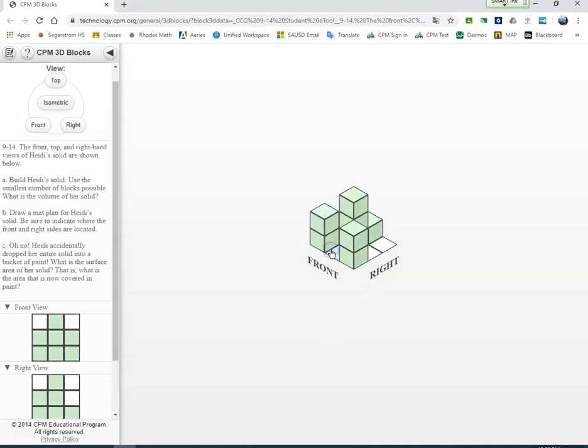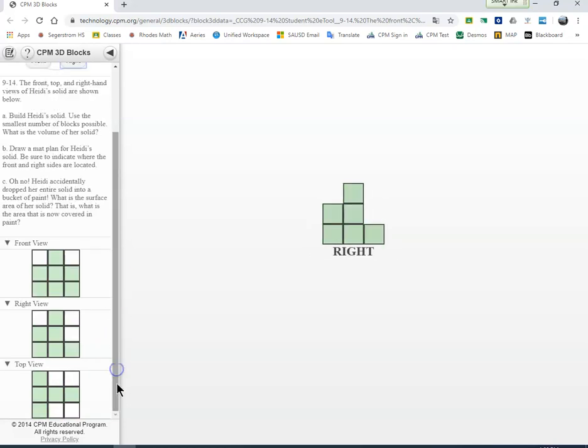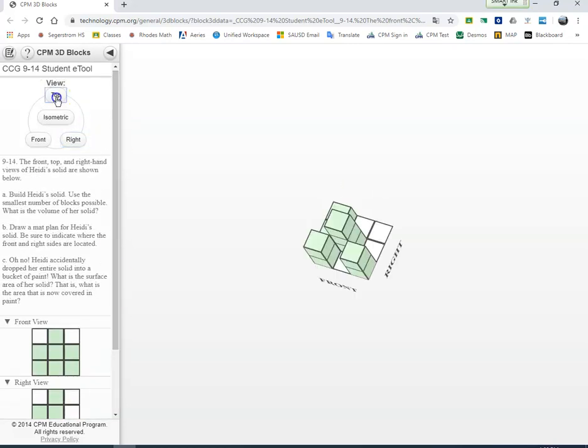So let's tear this down a little bit and rebuild it. I'm going to put 1 here and 1 here. We could probably get rid of that 1. I'm going to throw 3 here, and I guess we need 2 somewhere. Could we have 2 there? Let's see. Front view, right view, and top view. Top view. Nope.